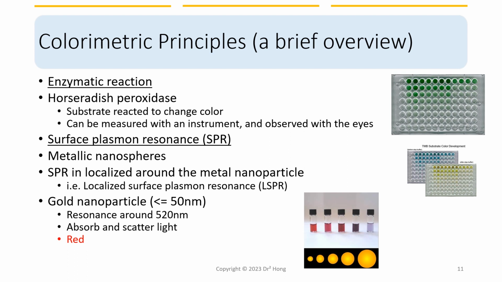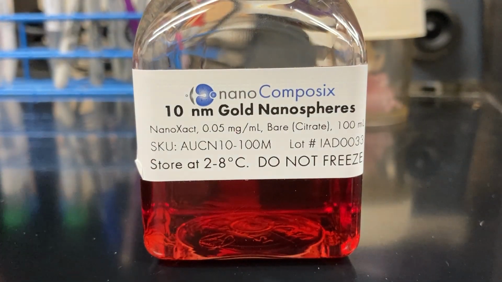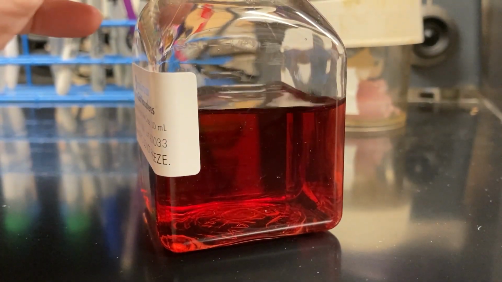Now, it can also be observed in localized metal nanoparticles, which we call localized SPR, or LSPR. For example, gold nanoparticles with less than 50 nanometers in diameter resonate at around 520 nanometers and can scatter light in the red spectrum. This red spectrum property is readable by the naked eye, and we will see examples of how it's used in lateral flow assay in the later half of the lecture. And here is a bottle of gold nanoparticles that I used in my lab for developing biosensing assays.